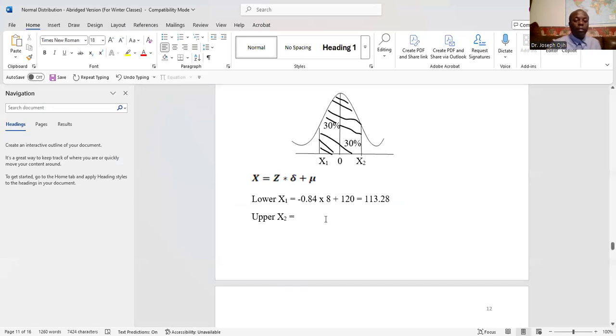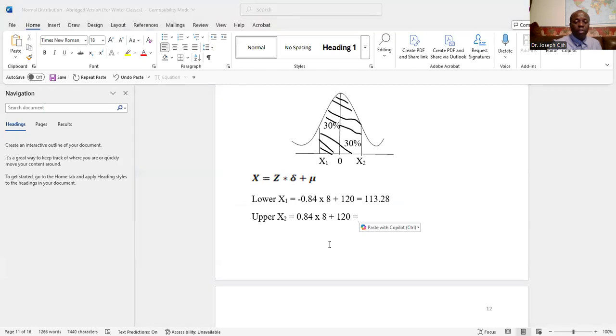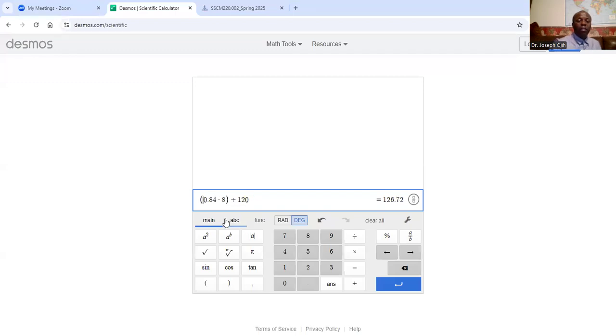For the upper reading, it's the same thing, but this time the negative sign will not be there. I can just go to the calculator and remove the negative sign. That fixes it. That gives me 126.72.